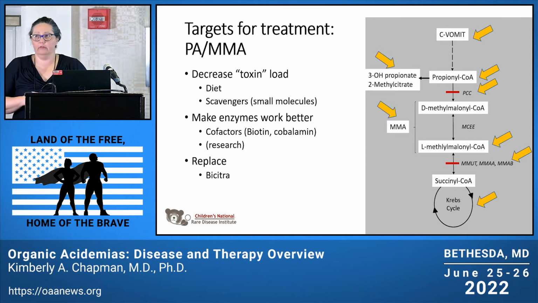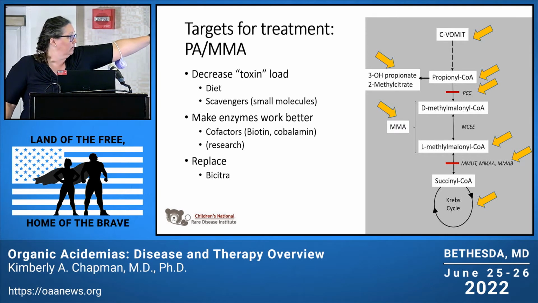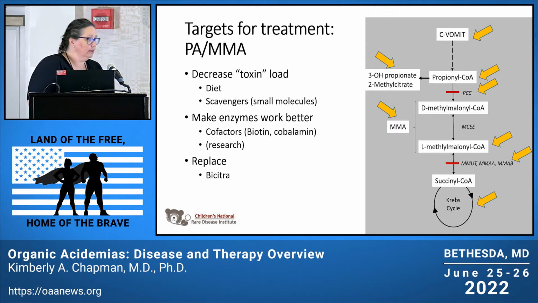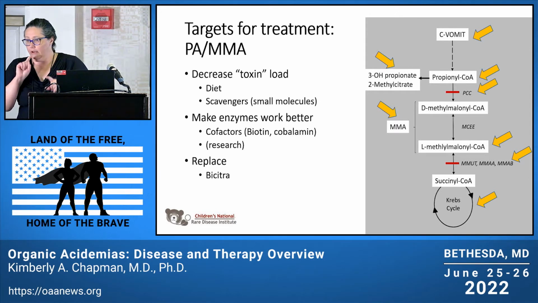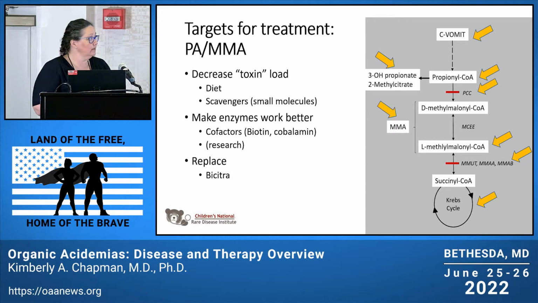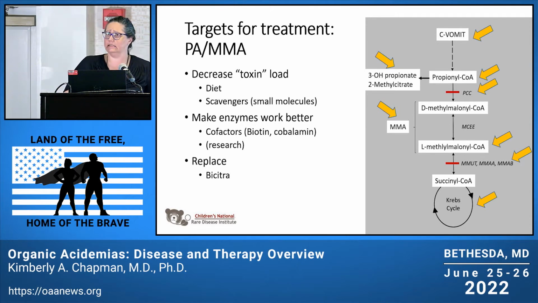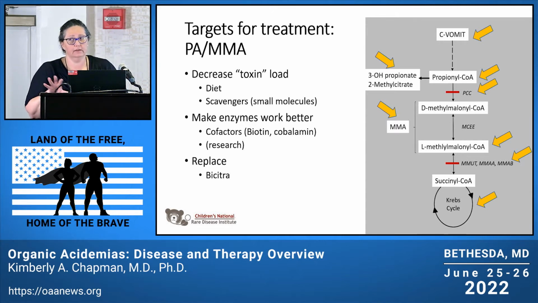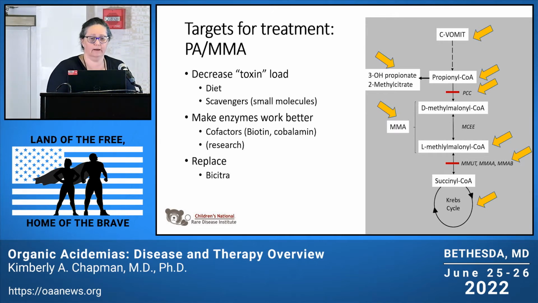Research-wise, well, there's a lot of stuff here. If you talk to the folks out here, how do I make my enzyme work better, right? There's messenger RNA, there's some gene therapy for MUT. I haven't seen anything else that kind of pokes holes. There's some thought about some enzyme replacement. And the replace, well, currently we're replacing into the Krebs cycle, and what we're doing is we're using a lot of Bicitra. And Bicitra has citrate in it, and this allows us to put something into the Krebs cycle. Interestingly, the Krebs cycle is more complicated than what you learned in high school biology.